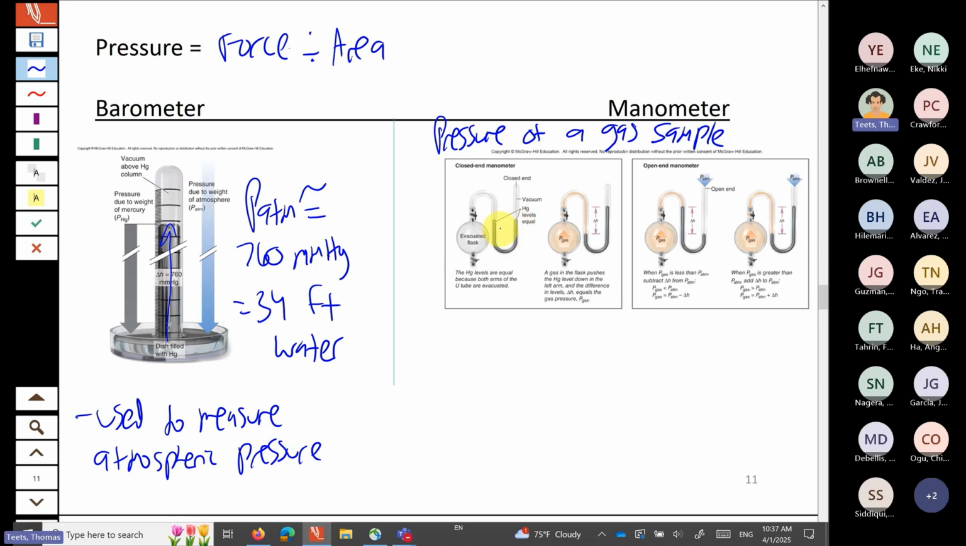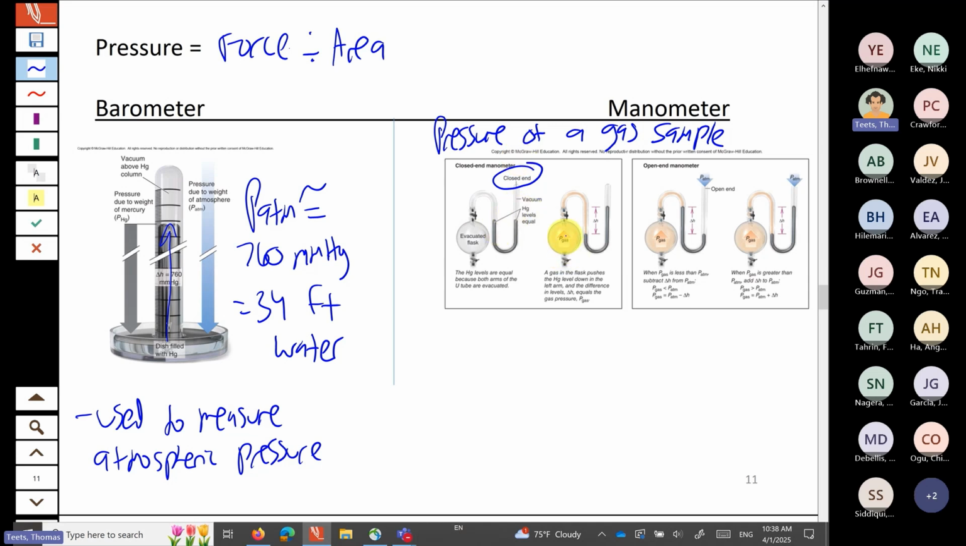And if there's no gas present at all, if the pressure here is zero, initially the two sides are going to be equal. So this is what's called a closed-end manometer. This glass tube at the top here is completely closed off, so there's no gas pressure coming from the other side. So in the absence of anything, those two will be equal.